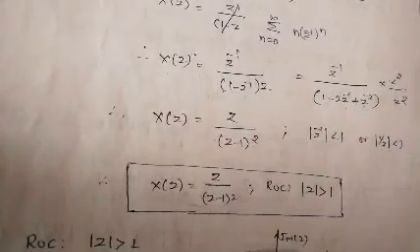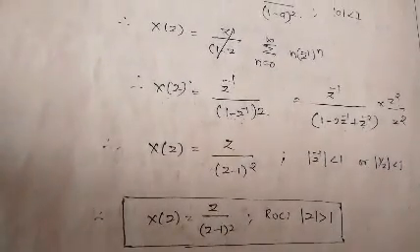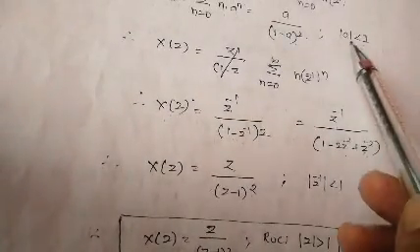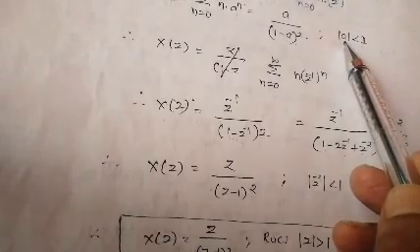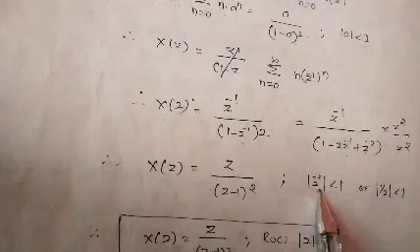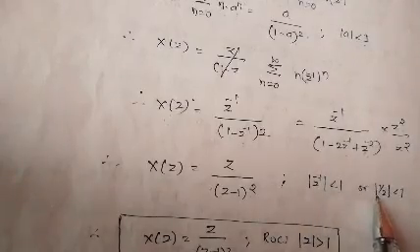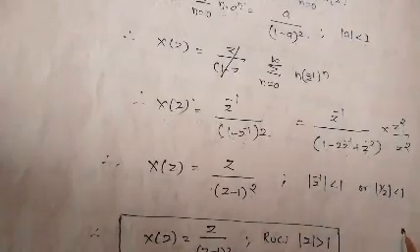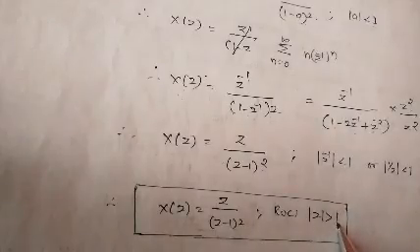Next, calculate the ROC of that. As I told in the last video, this part will give the ROC. Here a equal to z to the power minus 1, same thing I am substituting here: z to the power minus 1, mod less than 1. So this one we write as mod of 1 by z is less than 1. Hence mod of z is greater than 1.